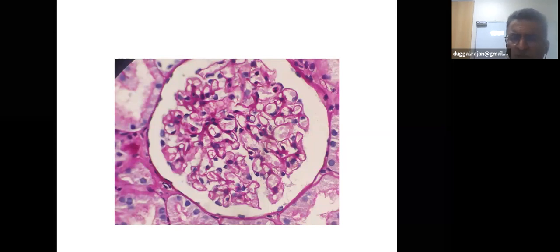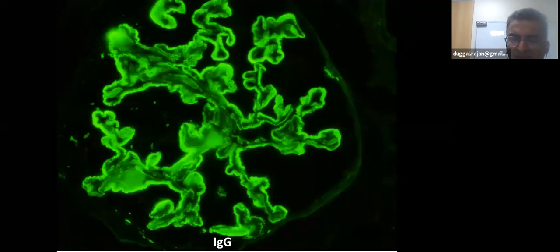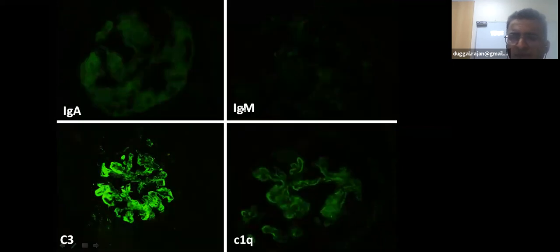So this was a normal morphology or maybe a minimal thickening. IgG was diffuse granular staining along the capillary loops. Okay, so you can see this granularity along the capillary loops. When you look at all the other immunoglobulins and complements, C3 is positive.